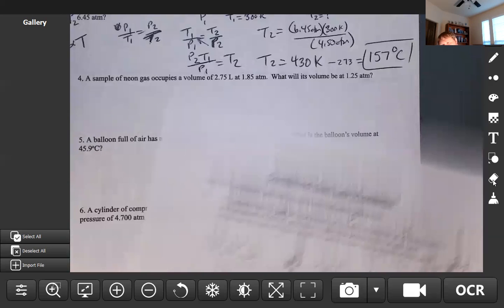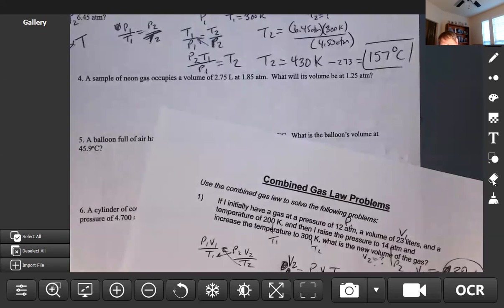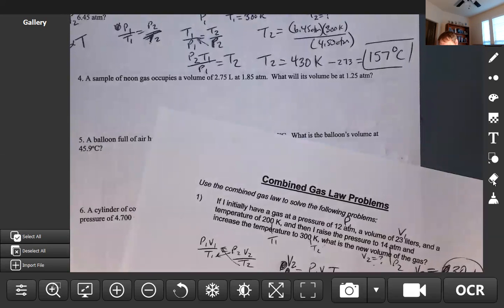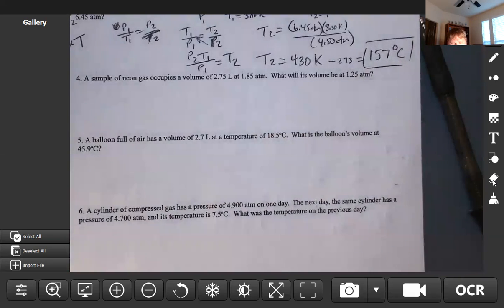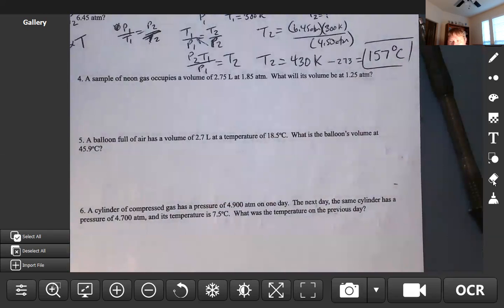All right, let's take a 3-minute restroom break. I've been in here since 6. I know you guys are probably needing one. Let's meet back in here at 7:55 and we'll pick up with the ideal gas law. So 3-minute break.